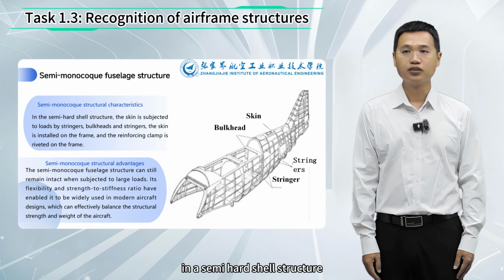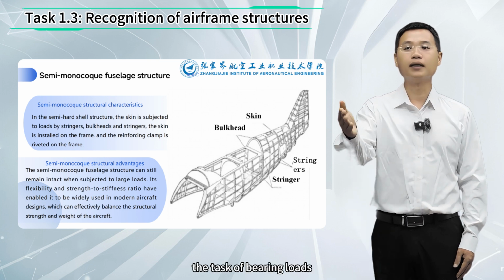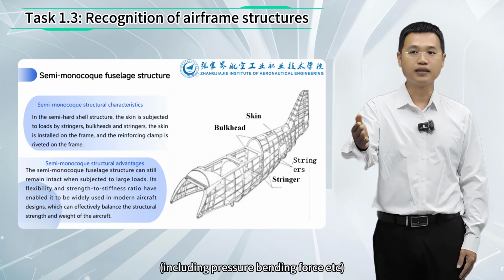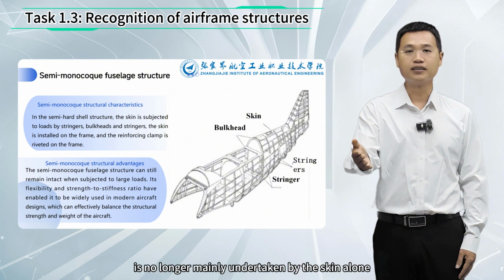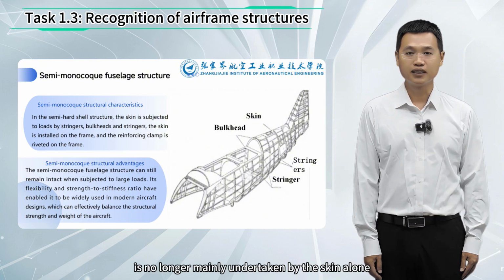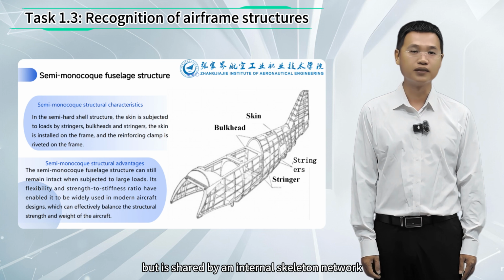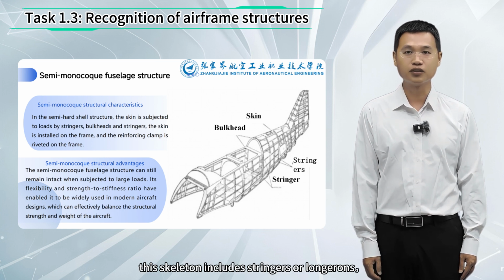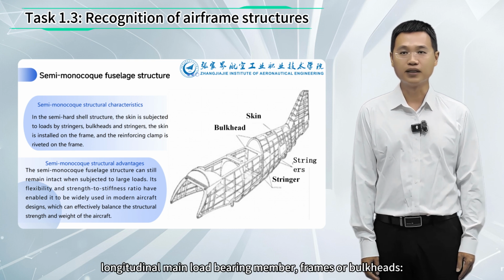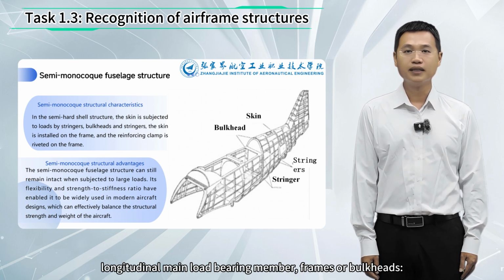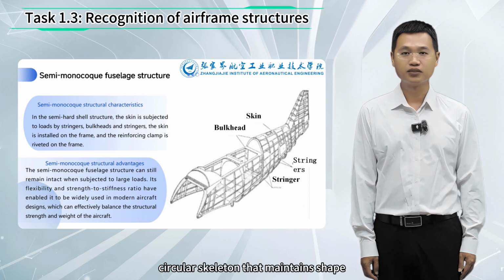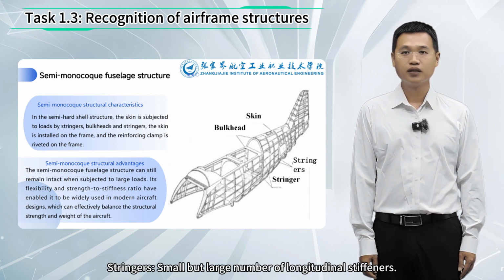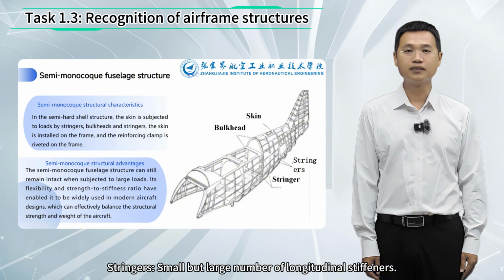In a semi-monocoque structure, the task of bearing loads, including pressure, bending force, etc., is no longer mainly undertaken by the skin alone, but is shared by an internal skeleton network. This skeleton includes longerons, the longitudinal main load-bearing members, frames or bulkheads, the circular skeleton that maintains shape, and stringers, small but large number of longitudinal stiffeners.